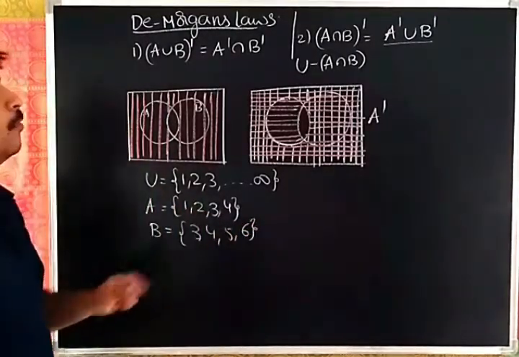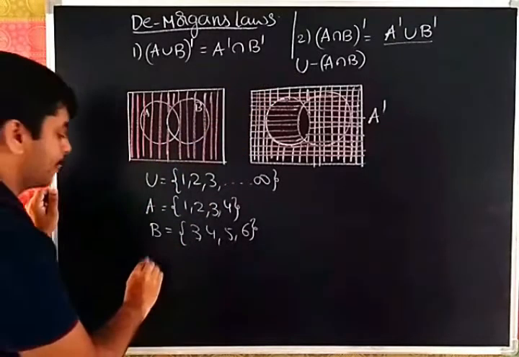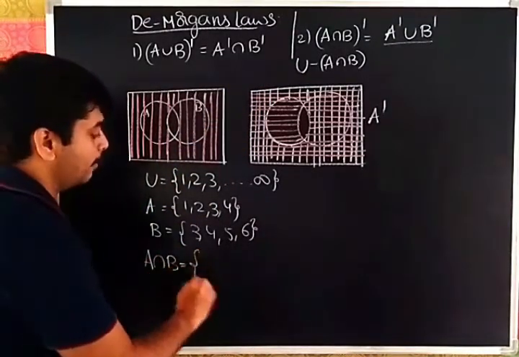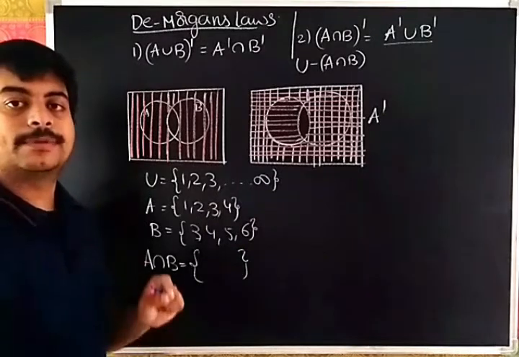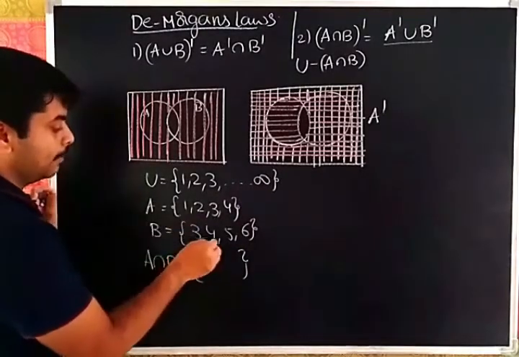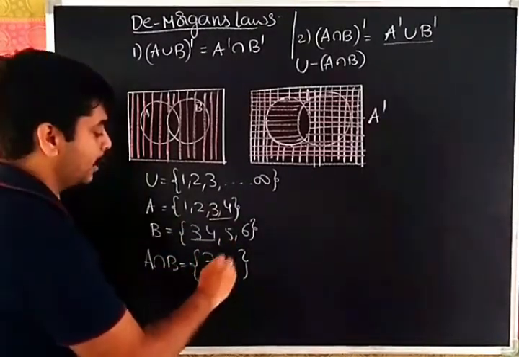Okay, so now tell me, what is A intersection B? A intersection B means the common elements between A and B. What are the common elements? 3, 4. 3, 4 are the common elements.